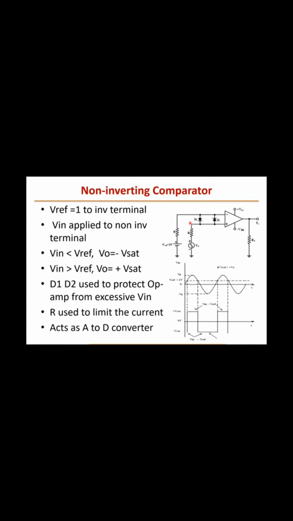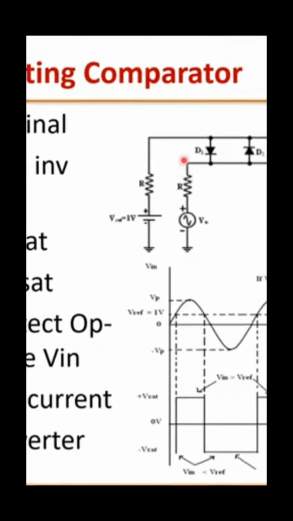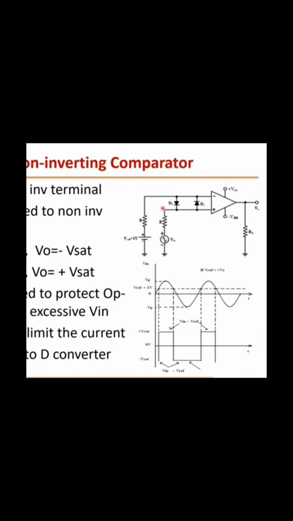A resistor R is used in series with Vin, and it limits the current through D1 and D2. To reduce offset problems, a resistance ROM, which is almost equal to R, is connected between the negative input and V reference.